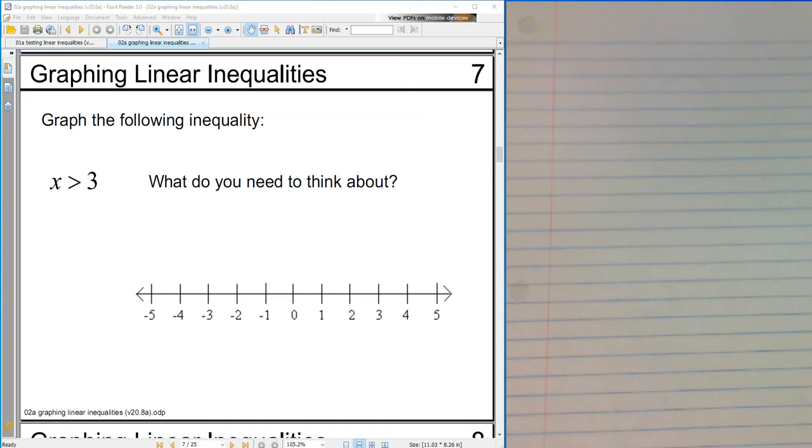Now, when I graph an inequality on a number line, I have to think about the type of circle and which way I would shade. So here, it's an open circle at 3. And I want to shade the numbers that are greater than it.